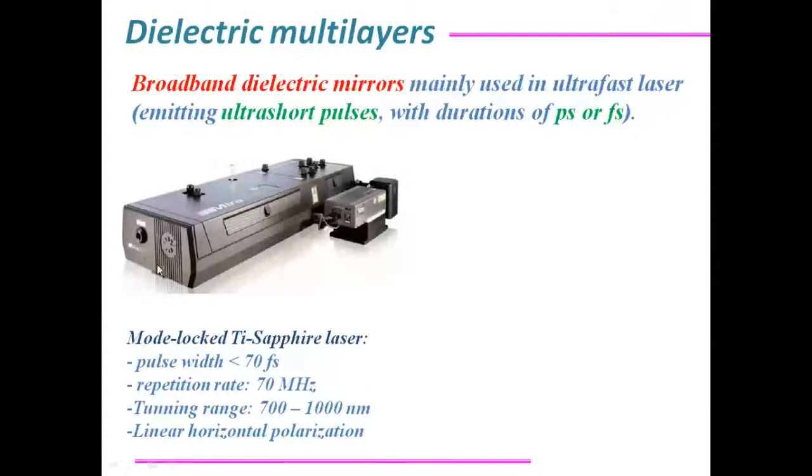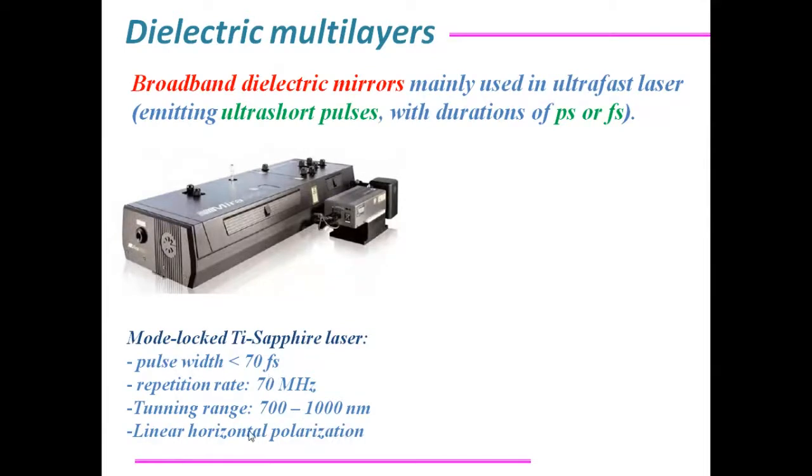Professor Bueno here has a very important laser, a mode-locked titanium sapphire laser. It can generate pulses of less than 70 femtoseconds. This is the repetition rate, the rate at which this laser keeps such 70 femtosecond pulses. So it's about 70 million pulses per second. It's really impressive.